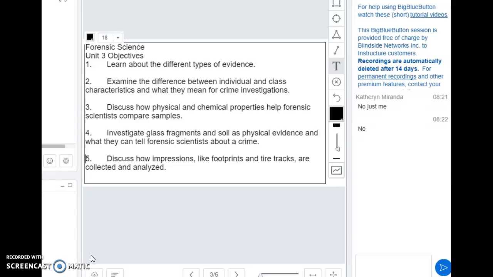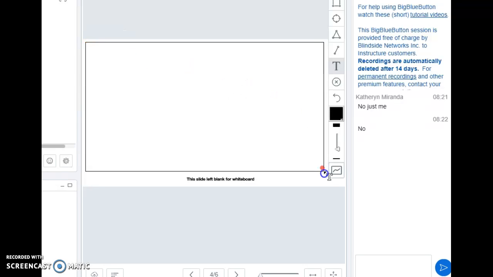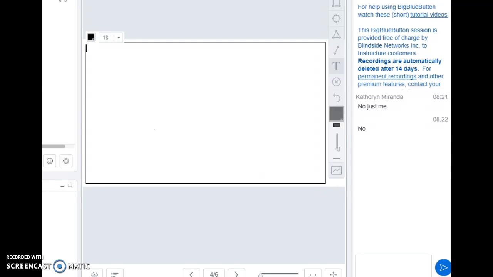All right, so let's do number 1. Learn about the different types of evidence. So you guys will notice that these are similar to your text questions, these objectives, and that's purposeful, okay? So let's get us a text box here and let's talk about the very first objective. Learn about the different types of evidence.